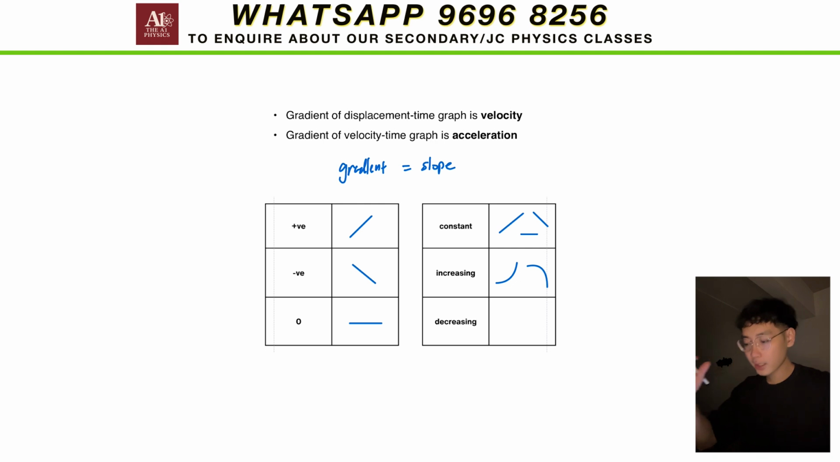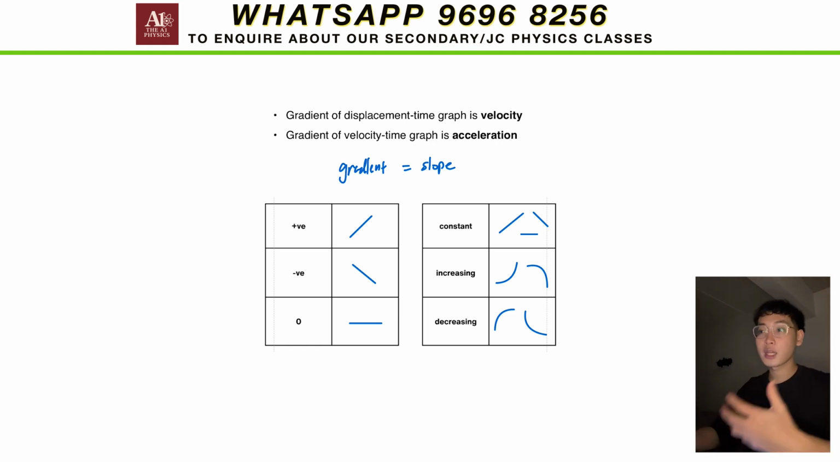Now, decreasing gradient, on the other hand, means that the slope is getting less steep. So it will be a curve like this. Right, as time passes, the curve is getting less and less steep. Right, decreasing gradient can also be like this. The curve downwards is getting less and less steep. So basically, increasing gradient means that the curve is getting steeper, and decreasing gradient means that the curve is getting less steep.